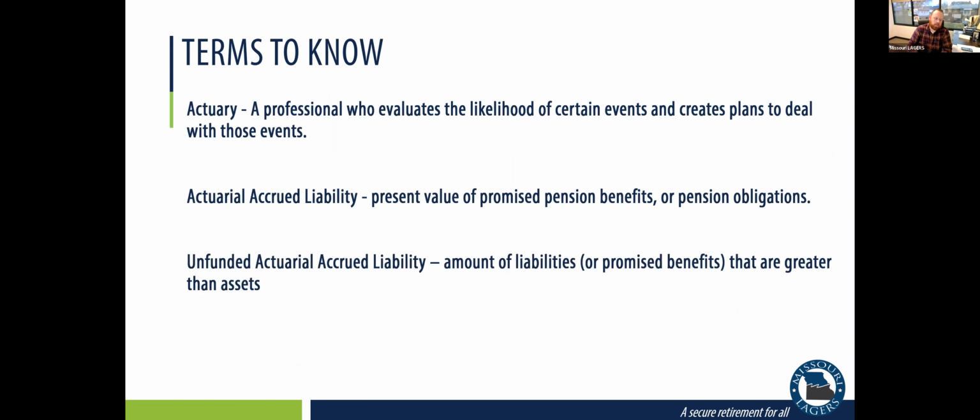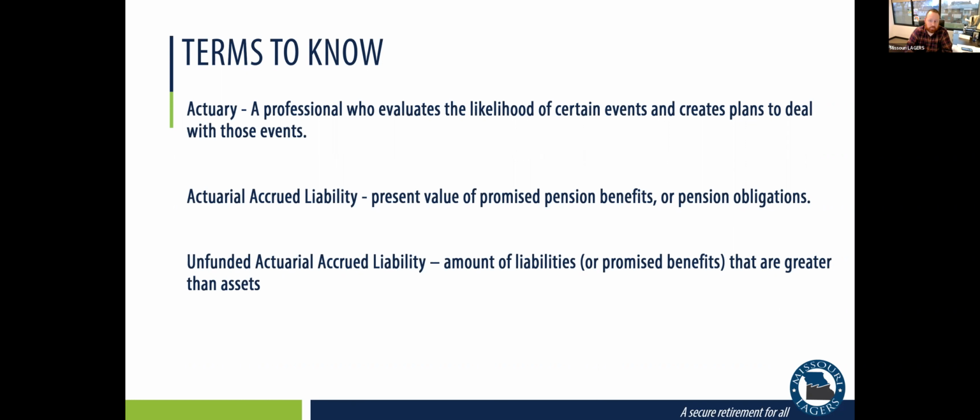An unfunded actuarial accrued liability. So this is the amount of liabilities or promised benefits that are greater than the assets. This is part of your valuation that you receive from us in July of every year, where we have your actuarial accrued liabilities, your actuarial accrued assets, and the difference between those creates an unfunded actuarial accrued liability. In other words, the amount of dollars that you still owe to pre-fund those benefits at 100%. That's what that is.